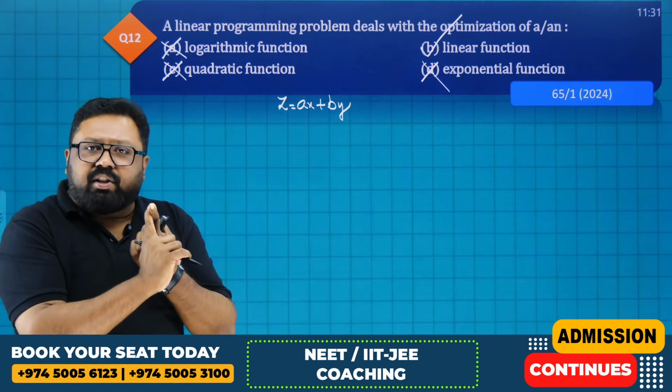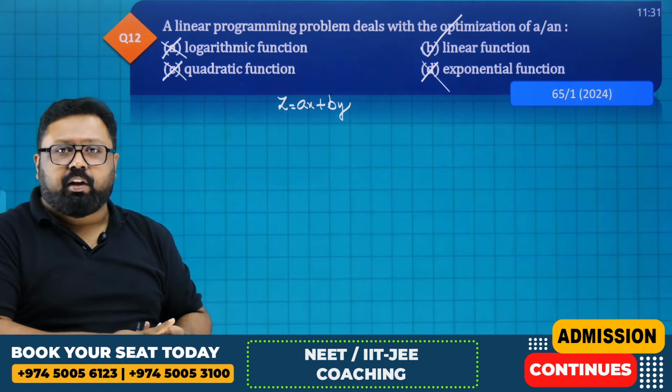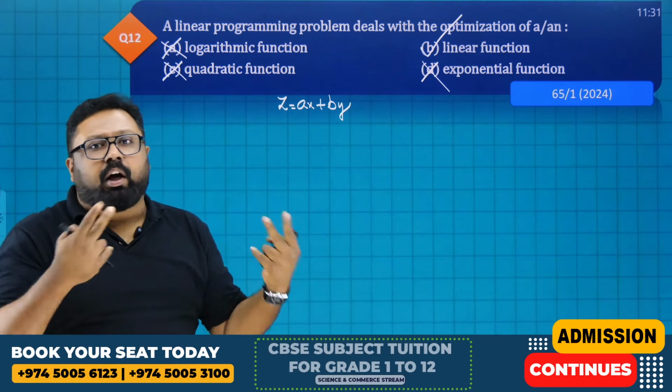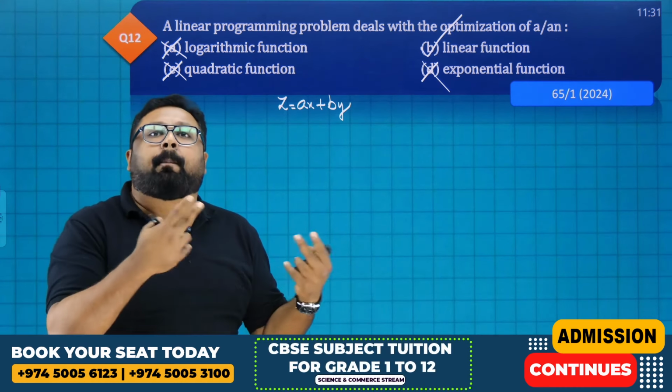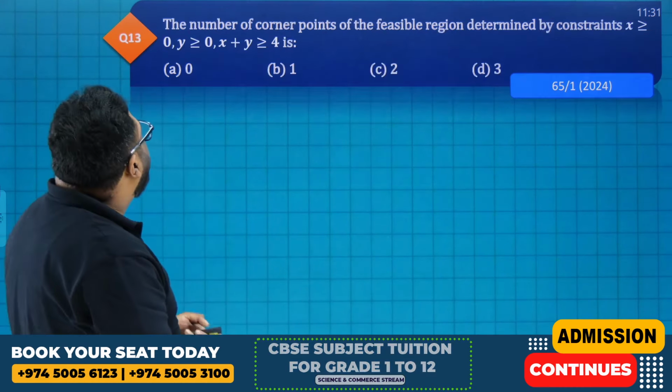Okay? We have linear constraints and we have linear functions. Clear? Linear constraints for drawing the graph and linear function to be optimized. Please be careful. Okay? Next one.